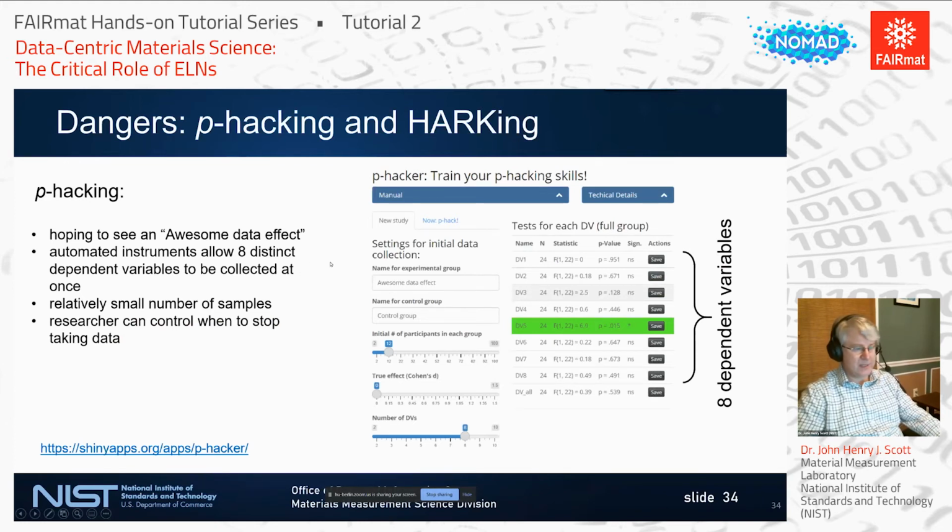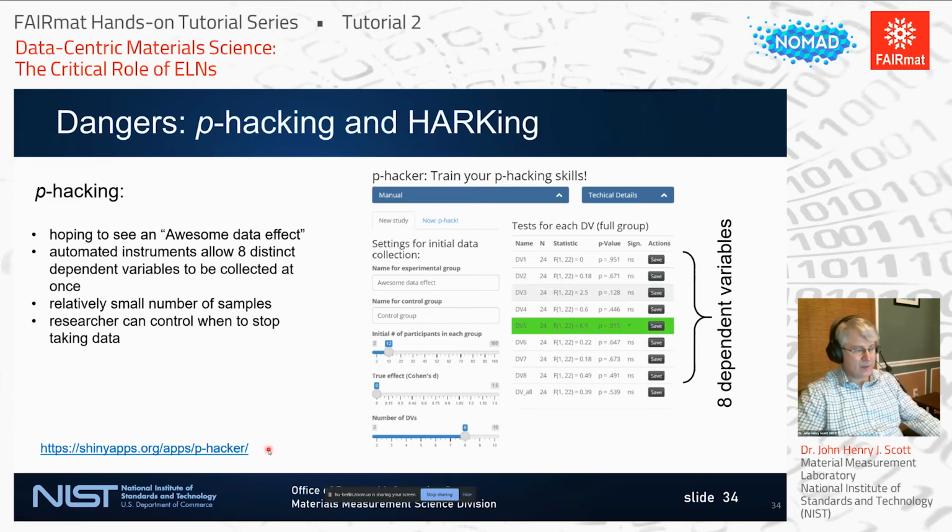So in a little deeper detail, I'll walk through an example. Imagine that you're hoping to see some awesome data effect with a large collection of data you've acquired on an automated instrument. And this instrument allows you to acquire 8 or 10 distinct dependent variables collected simultaneously. And you have a relatively small number of samples. Certainly been the case in my career as a TEM person. Making TEM samples can be quite time consuming, and so making many of them is not always practical. And also the researcher can control when the process stops. You can take data, or you can decide to take a little more data.